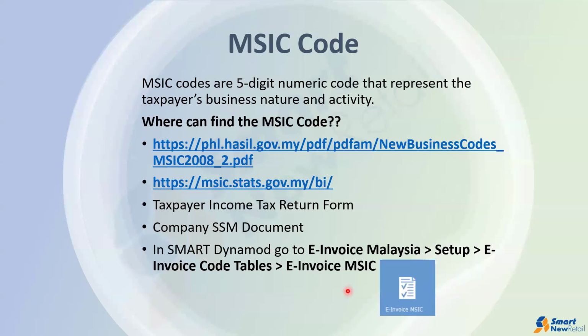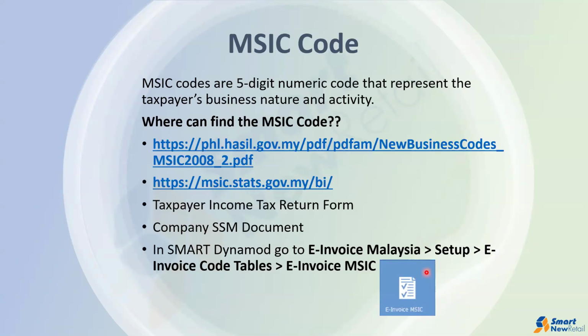Yeah, so for your MSIC code, where you can get it, okay, there's a link to show you the template from government, or your taxpayer income tax return form should show it also. Your company SSM number should have your MSIC code as well. And the template, you also can view it on our system where you go to E-Invoice Malaysia, set up, E-Invoice code table and E-Invoice MSIC. So this is the template that is provided from government.